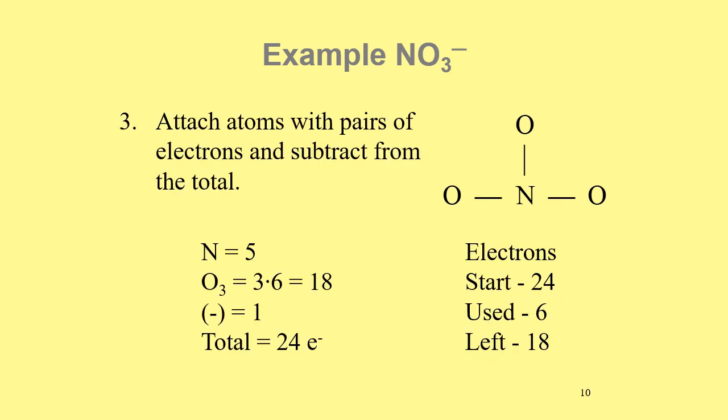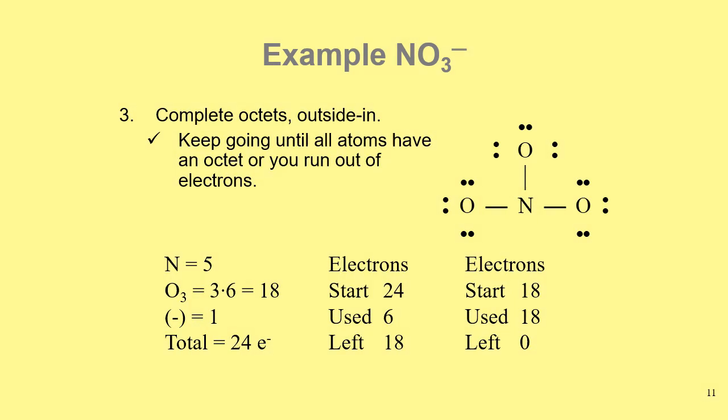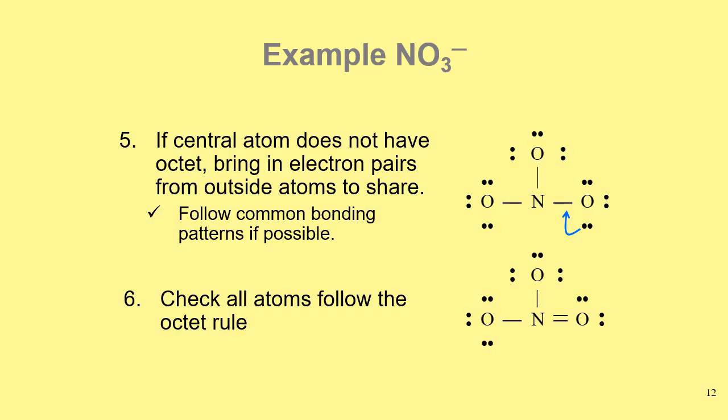Now, put the bonding electrons first. 1, 2, 3 bonds, meaning that we use 6 electrons. So 24 minus 6, 18. Now, we have to use the 18 electrons to complete the octets. 1 2 3 4 5 6 7 8 9 10 11 12 13 14 15 16 17 18. Enough. There are no more electrons left, but the nitrogen here is not an octet yet. The other atoms are all octets. Okay, so what to do?